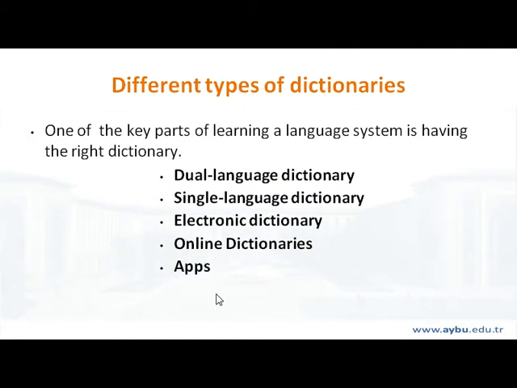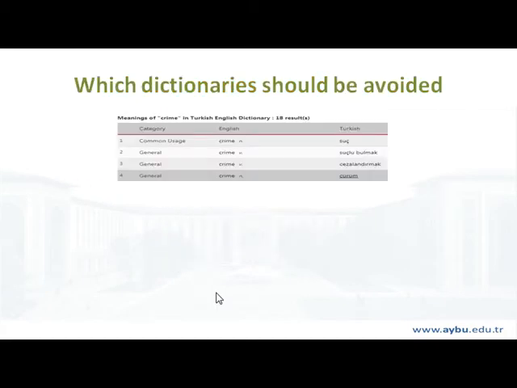Next part is really important. Which dictionaries should be avoided? Language learners generally want to use bilingual dictionaries because of their instant satisfaction. On the other side, language instructors recommend monolingual ones for their long-term benefits. Actually, it's really vital and useful, especially in the initial stages of learning a language, to use a bilingual one. But later, this bilingual dictionary should be replaced with a monolingual one for some reasons.